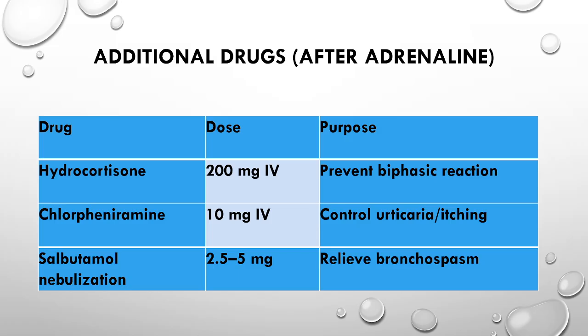Why is hydrocortisone given? It will prevent biphasic reaction. What do we mean by biphasic reaction? When the patient had anaphylaxis, was treated and recovered, but again after a few hours there is a recurrence. To prevent that recurrence, hydrocortisone will be given. Chlorpheniramine is given to control urticaria and itching, which are the skin and mucosal manifestations. Salbutamol nebulization will be given to relieve bronchospasm.